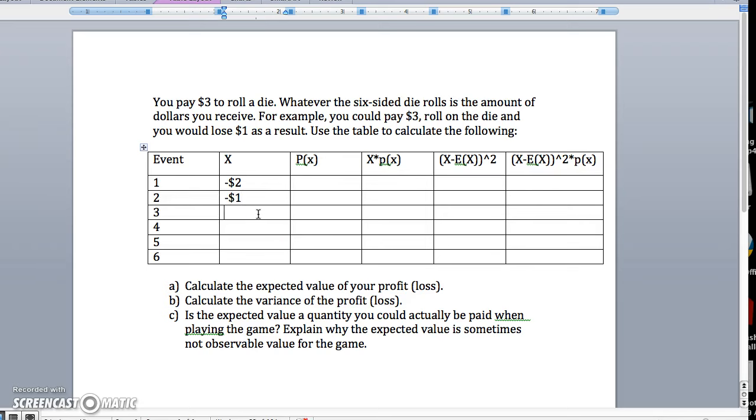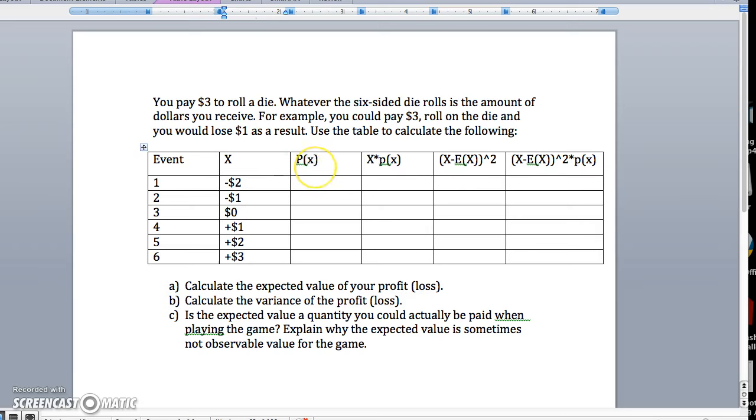In the case that we paid $3 but we ended up with 3 again, well, nothing happened and we didn't gain or lose any money. In the case where we got 4 on the die but we paid the $3, we'd end up gaining $1, I'm sorry, and so on. So this would be a gain of $2, and this would be a gain of $3.